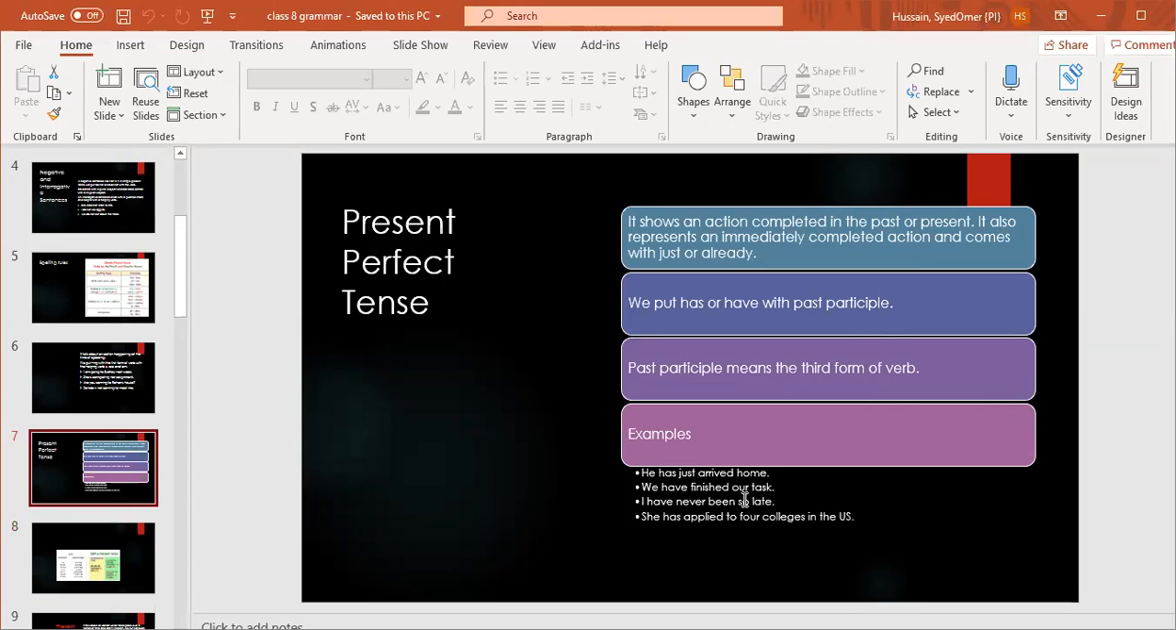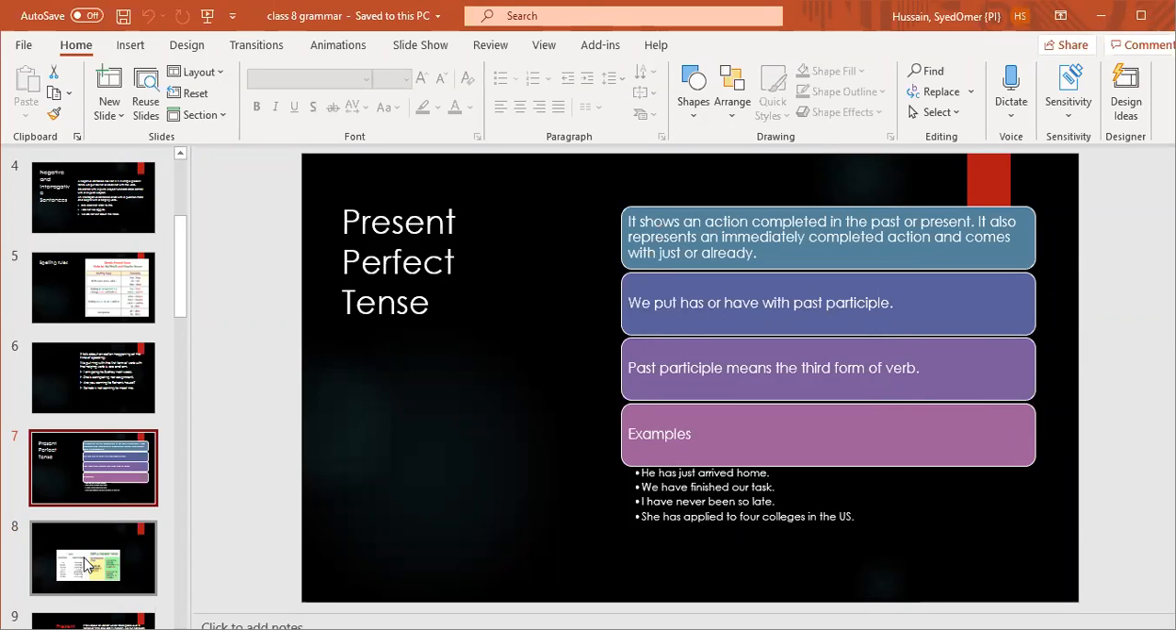We have finished our task. We have not finished our task. Have we finished our task? She has applied to 4 colleges. She has not applied to 4 colleges. Has she applied to 4 colleges? Okay, so simply because there is already the helping verb has or have in it.